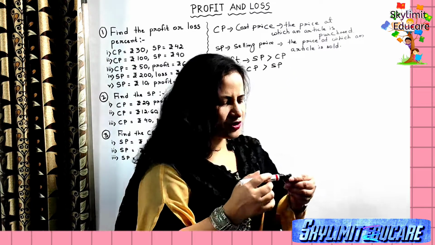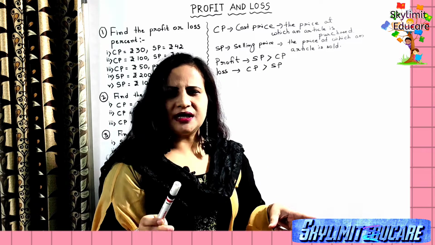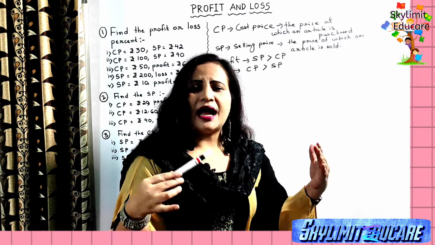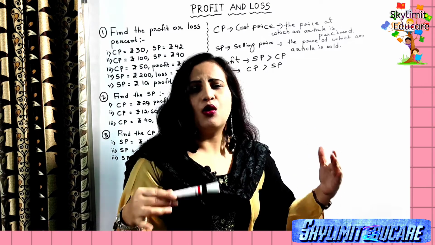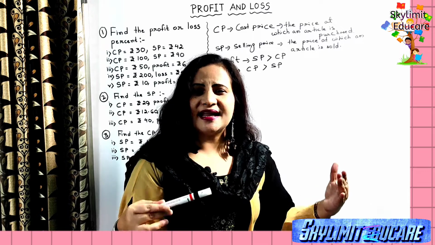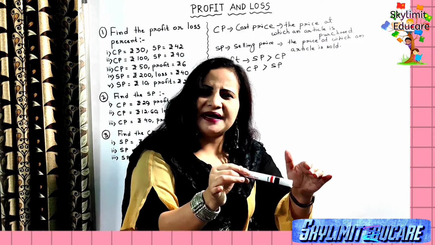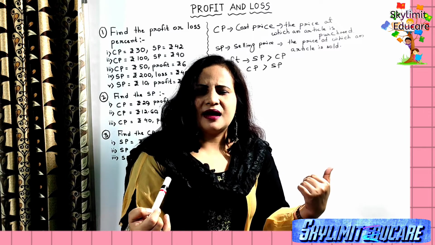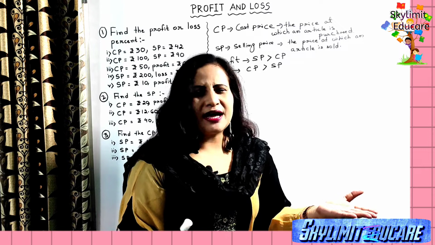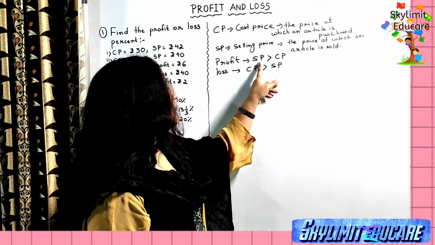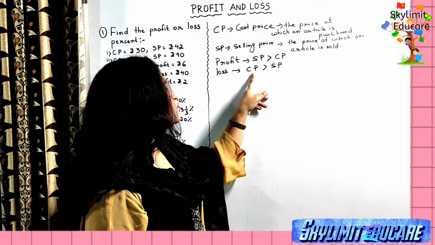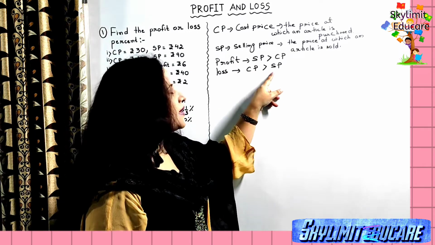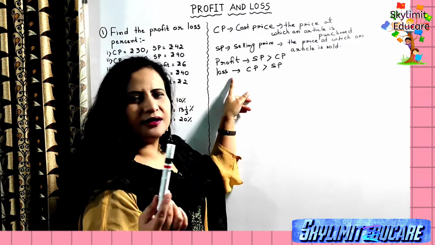Just now I gave an example, students, that I purchased the marker pen at rupees 50 and sold it to one of my friends at rupees 40. So I incurred a loss of 10 rupees. How? Because I spent 50 rupees on the marker pen, but I received only 40 rupees. My cost price was greater than my selling price. My cost price was 50, but my selling price was 40. That's why I incurred a loss.